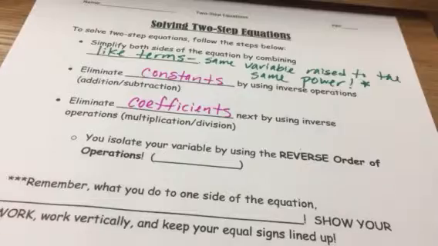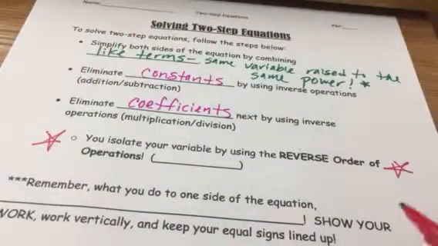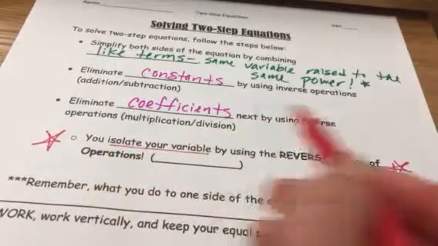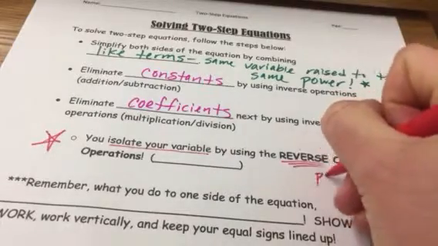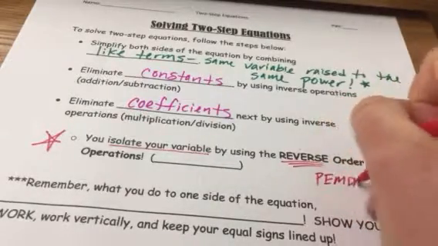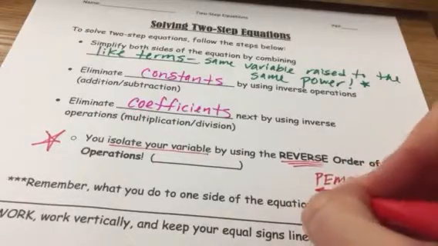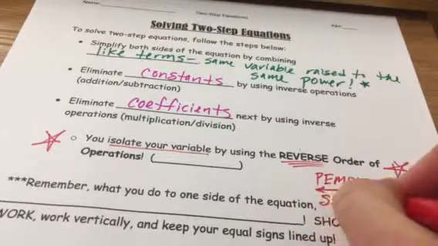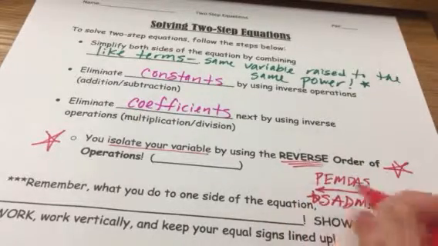So here is the key. We are getting rid of all of those numbers that are cramping the variable style. We are going to isolate our variable by using the reverse order of operations. Now remember, the order of operations is PEMDAS. So if we're going to reverse that, we now get SADMEP. We will use SADMEP to undo things.